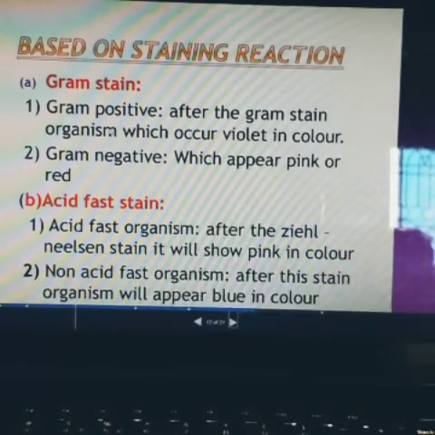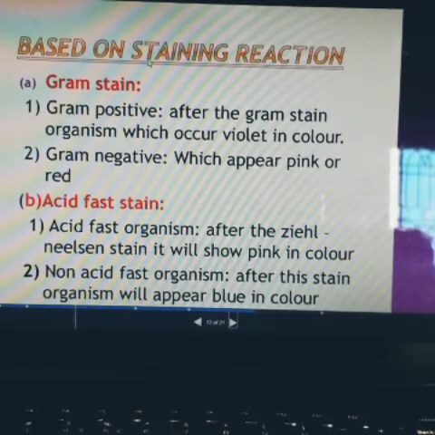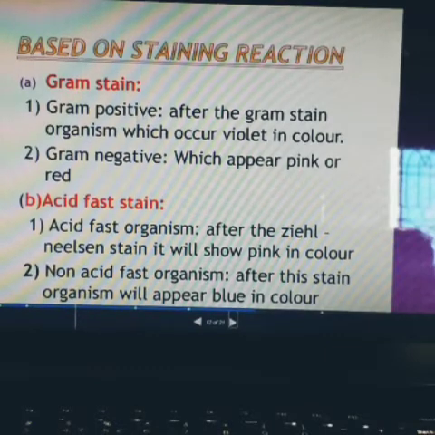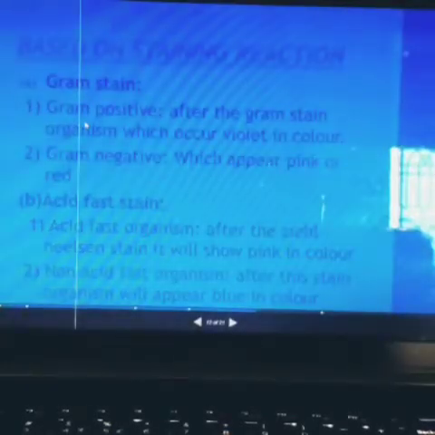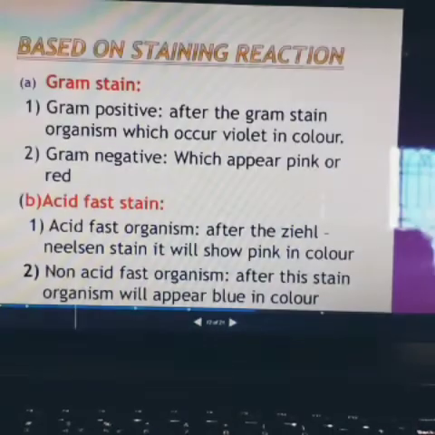Next, based on the staining reaction. Here bacteria are of two types. First, gram staining bacteria and acid-fast bacteria. So first, the gram staining bacteria. We are observing the gram staining bacteria.